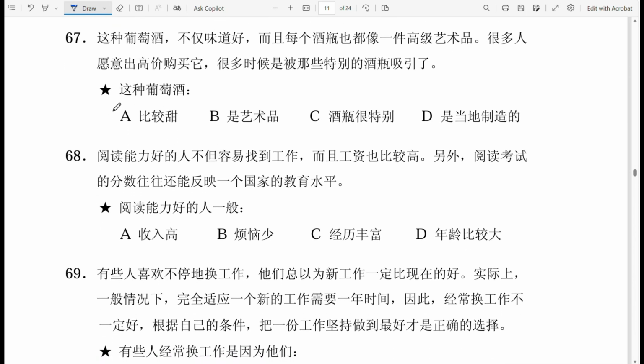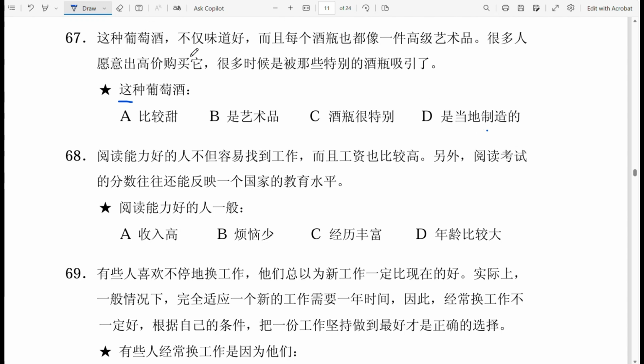Again, let's start from reading the question. 只用葡萄酒. So this wine, A. 比较甜, is rather sweet. B. 是艺术品, is a work of art. C. 酒瓶很特别, the bottle of wine is very unique, particular. D. 是当地制造的. 当地 locally, 制造 made, manufactured. So it is produced locally. So again, we already know we're talking about wine. So let's read the paragraph.